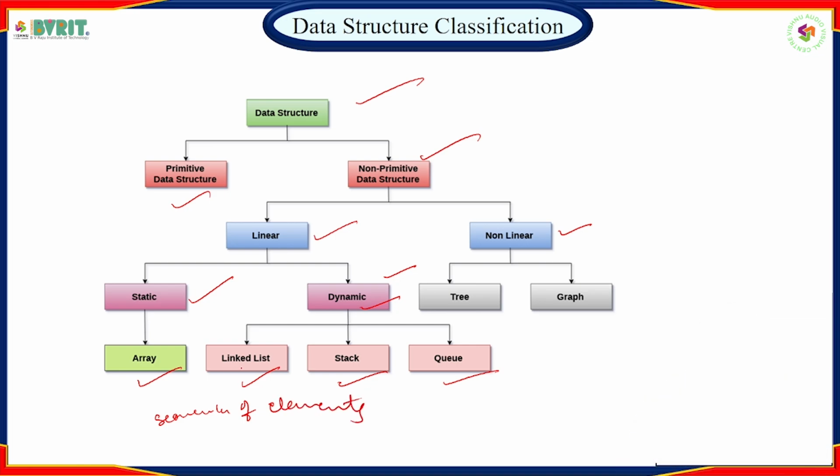Next one is linked list. Linked list is another type of data structure. The linked list represents nodes, each node having an information part and also a reference part.